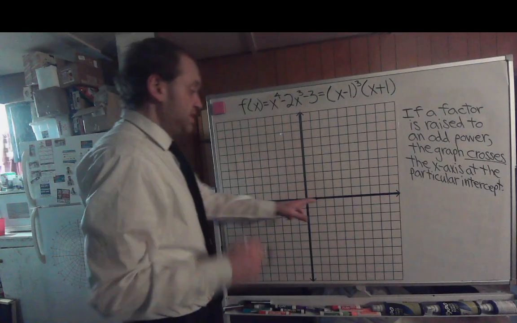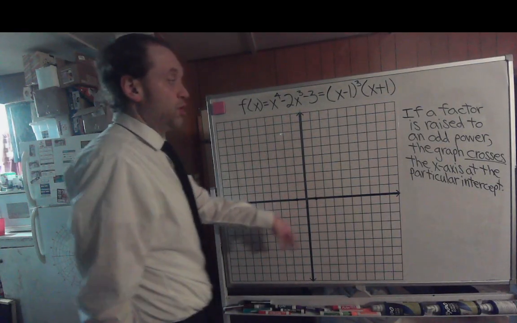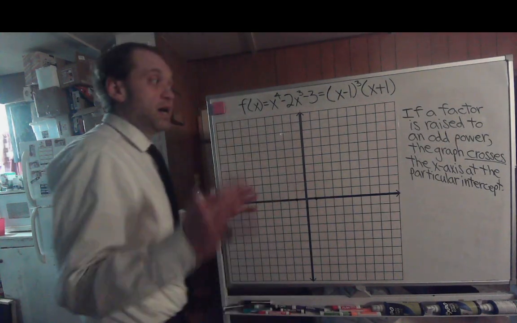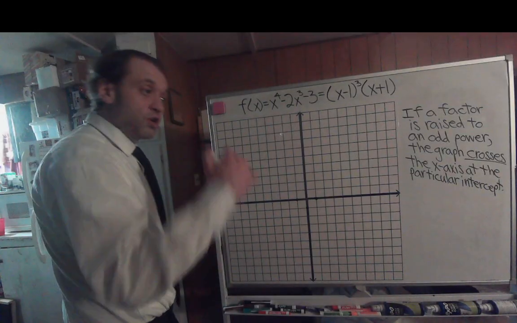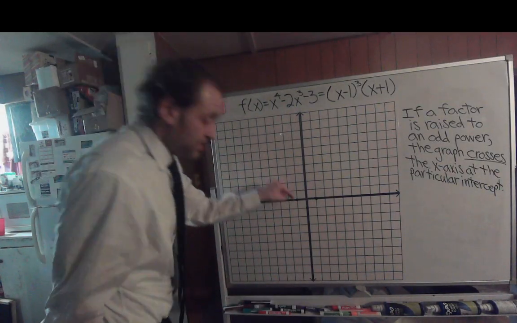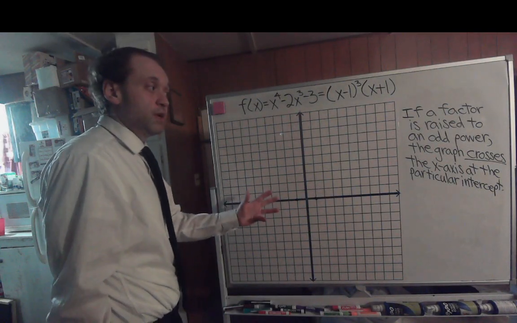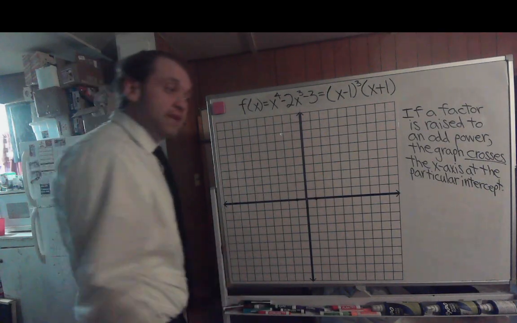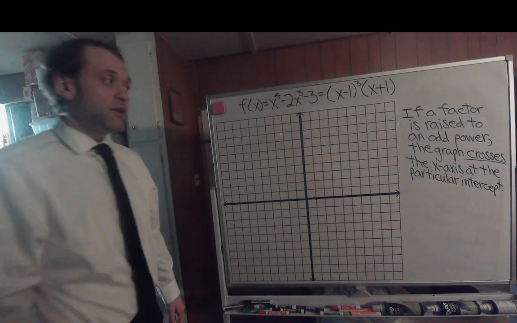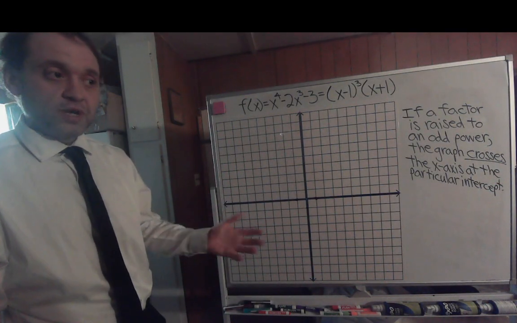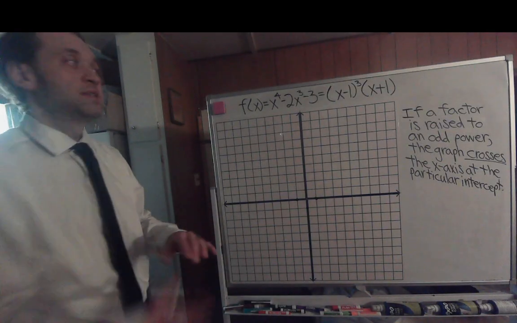So (1, 0) and (negative 1, 0), both of the factors that produce those x-intercepts are raised to odd powers. So the curve itself is going to fully cross through those points on the x-axis. We'll get to even powers in a bit, but for now, remember, if it's odd, it crosses. Odd cross. That might be the best way to help you remember that. Odd cross. Okay?